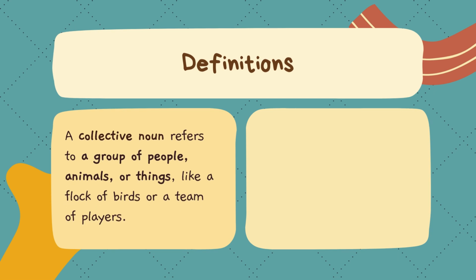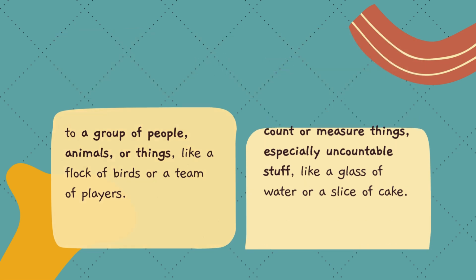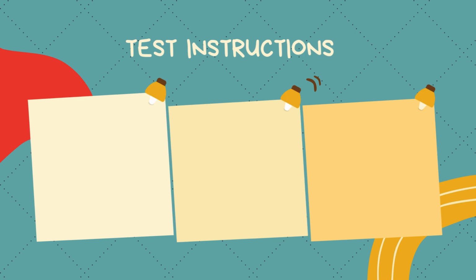A collective noun refers to a group of people, animals, or things, like a flock of birds or a team of players. A unit noun helps us count or measure things, especially uncountable stuff, like a glass of water or a slice of cake. They're like the labels that keep our world organized. Imagine the chaos if we didn't have them. Now that we know what collective nouns and unit nouns are, let's jump into the quiz.